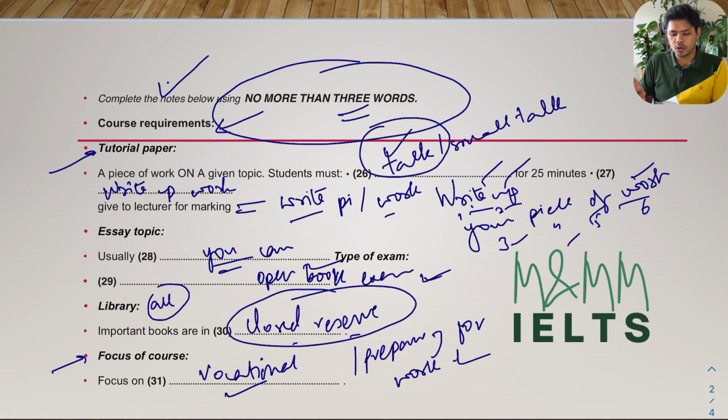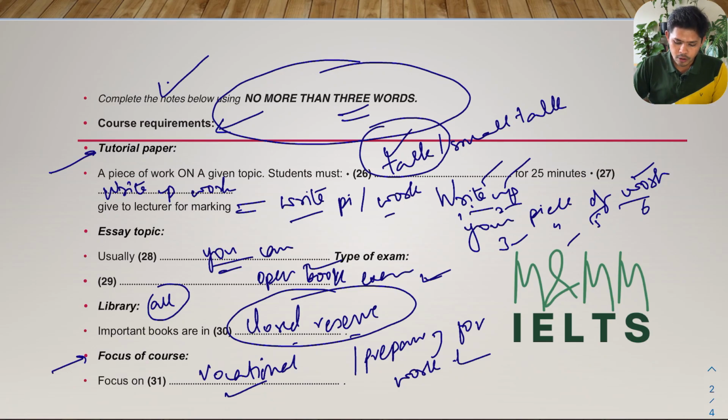but you cannot write both of them as your answers, because if you write both, it crosses your word limit, which is 3, and it would become 4, because preparing for work itself is 3 and then vocational is 1, so 4, which is not correct, okay? So you have to make sure you stick to any one. Let's say I've written vocational, okay?